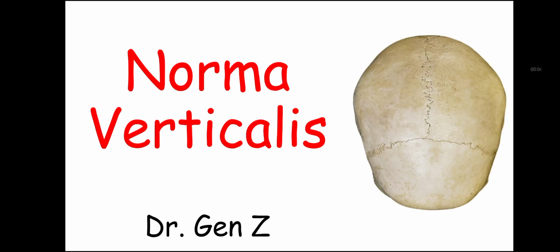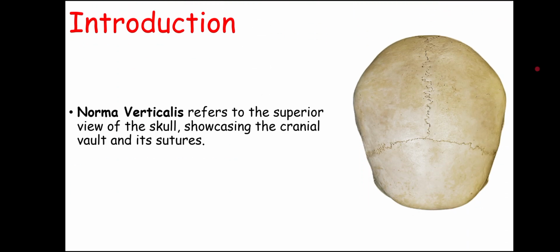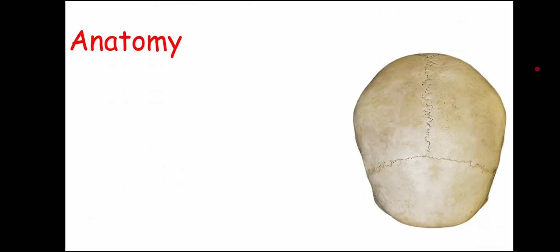Today we are going to talk about Norma verticalis. We will start our topic with introduction. Norma verticalis refers to the superior view of the skull showcasing the cranial vault and its sutures. And here is the diagrammatic representation of Norma verticalis. It provides insight into the structural relationship between the frontal, parietal and occipital bones.